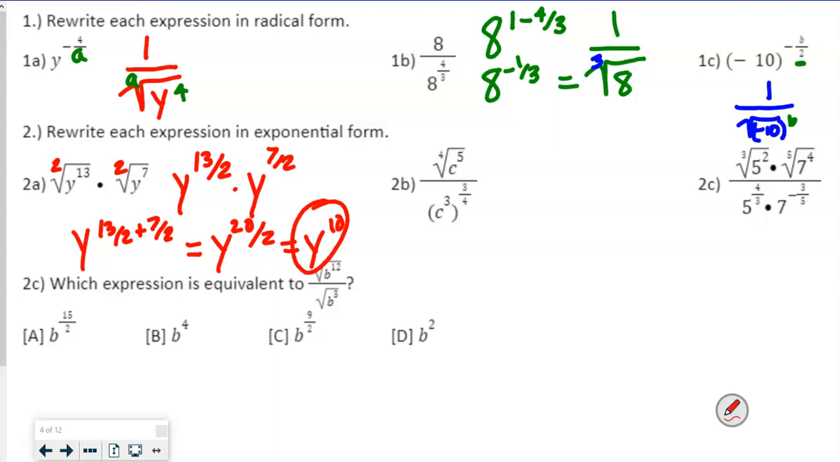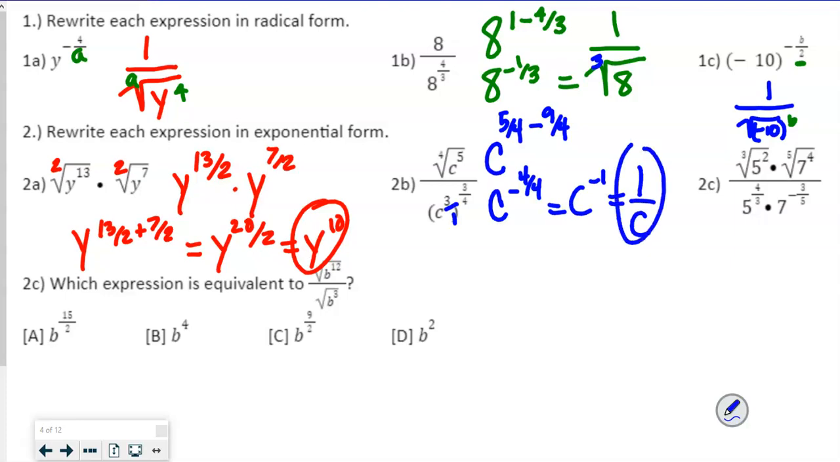So the next one I'm going to write in exponential form, and then I'm going to simplify it. So this is going to be c. Again, remember that our index is our denominator, so this is going to be 5/4. And then we're going to subtract what's down here. So this is going to be 3 over 1 times 3 over 4. That's 3 times 3, so that's going to be minus 9 over 4, because 1 times 4 is 4. Okay, so this is going to be c to the negative 4 over 4. What is 4 over 4? That's 1, so this is equal to c to the negative 1. So our answer is going to be 1 over c.